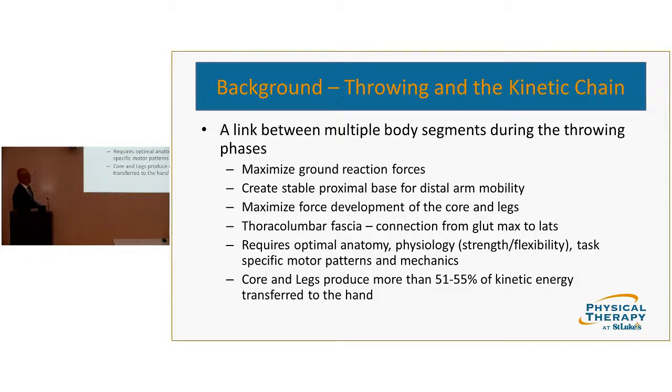The core and the legs produce more than 51 to 55% of the kinetic energy transferred to the hand. Well, that's really what we're trying to do. How often do you get a pitcher or a thrower and they have shoulder pain? Your first step, obviously, is to look at their shoulder. Do we screen their lumbar spine? Do we screen their lower extremities? Well, there's probably a good chance you don't. Okay, we can just be honest. But I think that's where it's starting. So especially if they're a pitcher, I mean, you really should screen it. Make it a part of that screen.